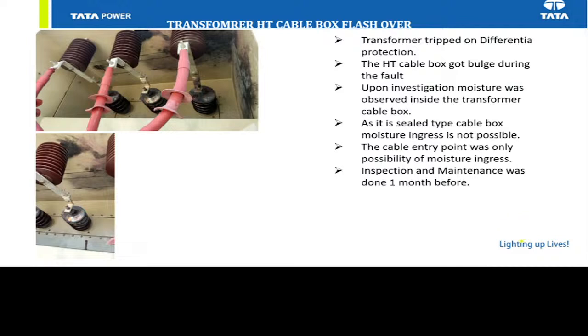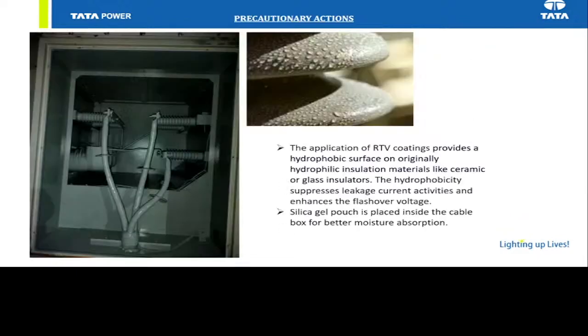When we cleaned the bushing and measured again, the bushing was intact, there was no issue. Initially we tried a resin spray around the bushing, but it could not suppress the problem, because it is just a temporary arrangement. To mitigate these issues, we went for a silicone RTV coating inside the HT box, and I can claim about 99% success, because there has been no flashover after the silicone coating was done.